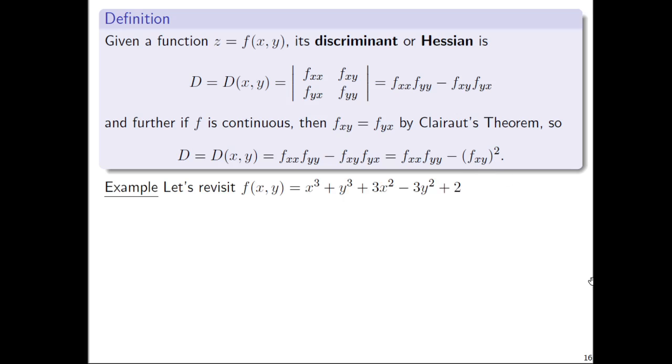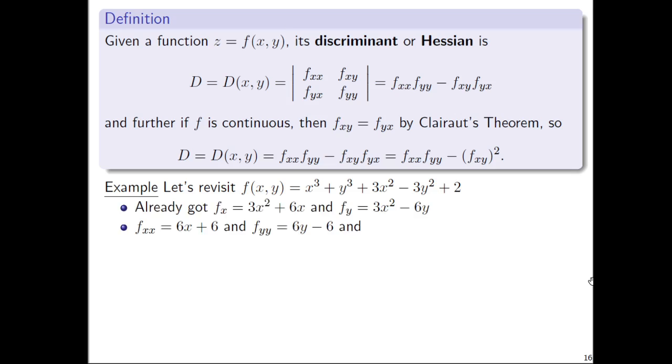Okay, so let's go back to the function we had earlier and compute the discriminant. We already got the first derivatives. So if we compute the second derivatives, first, f sub x differentiated with respect to x again gives 6x plus 6. Take f sub y, differentiate with respect to y again, you get 6y minus 6. We also need f sub xy, which in this case is going to be the same as f sub yx. If you differentiate f sub x with respect to y, or f sub y with respect to x, you'll just get 0.